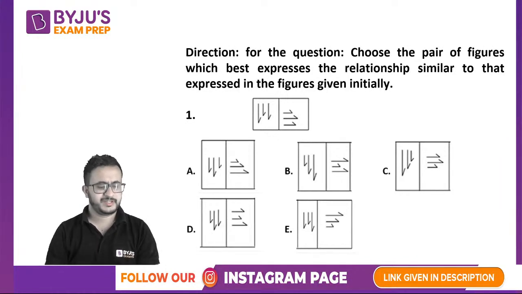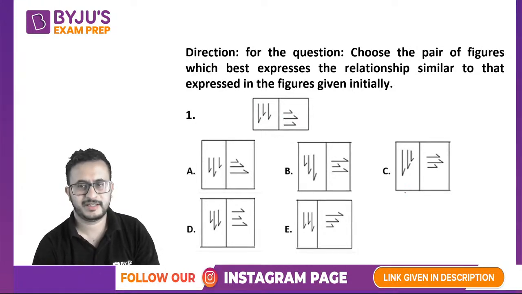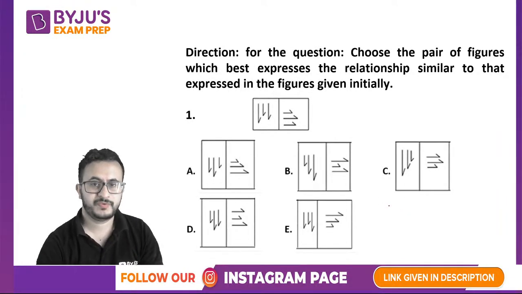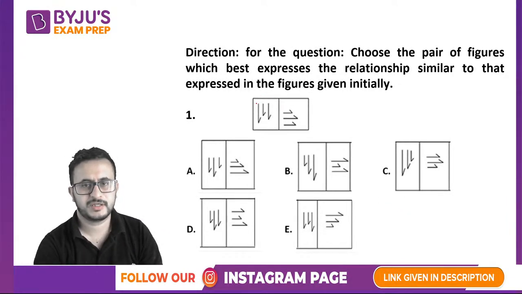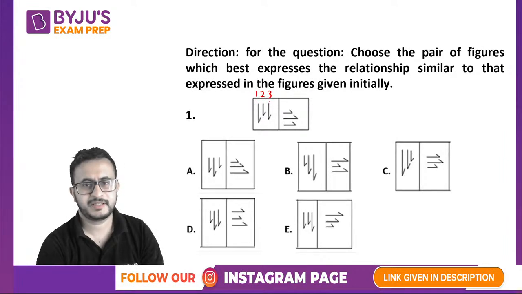So one thing to observe is that these vertical lines have become horizontal lines. They are in all options, so you cannot reject anything based on that. So we will see how these lines are there. Let us say this is the first line, second line, third line, and let us see how they become when they turn this side.